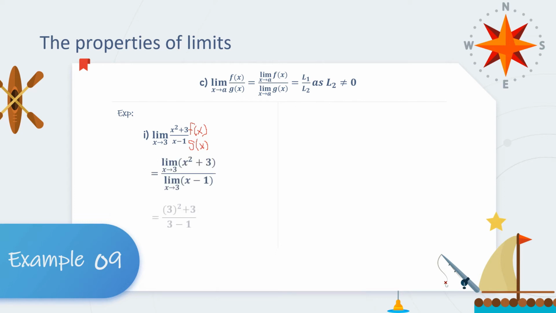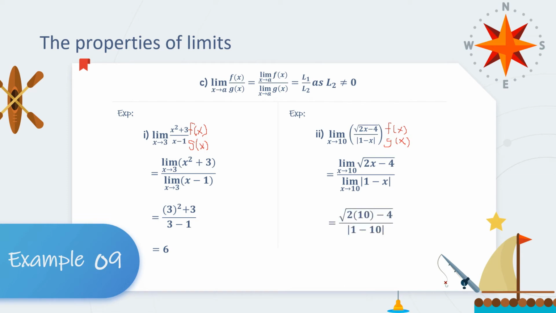Substitute 3 into the function and the answer is 6. Example 2. Given the function, the limit of the square root of 2x minus 4 divided by the absolute value of 1 minus x when x approaches 10. Same as example 1, determine the function f(x) as the numerator and g(x) as the denominator. Substitute 10 into the function and the answer is 4/9.